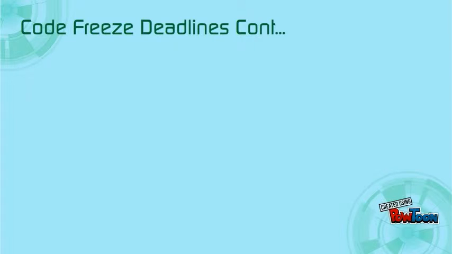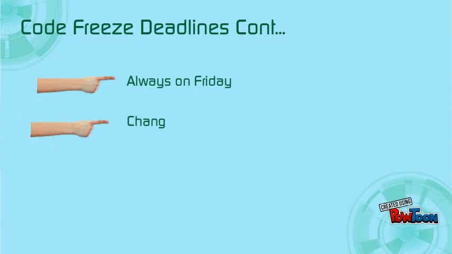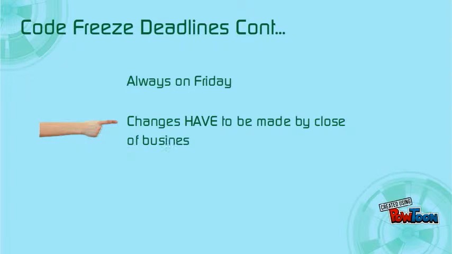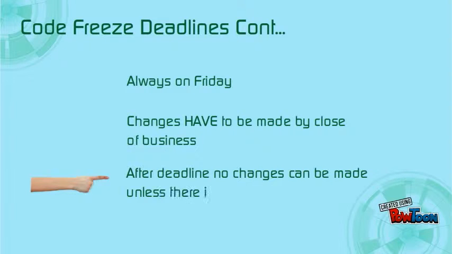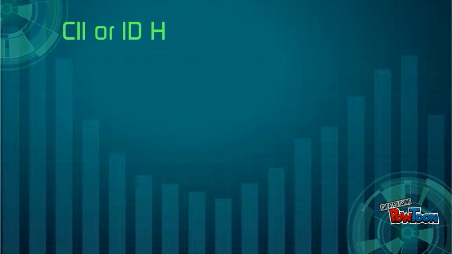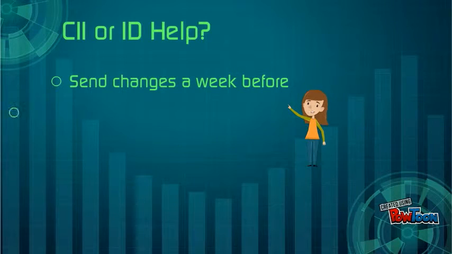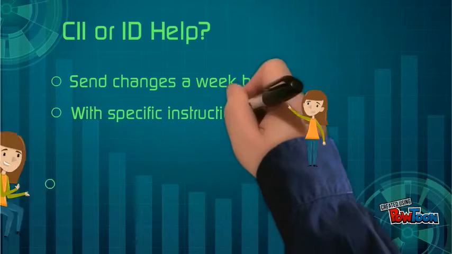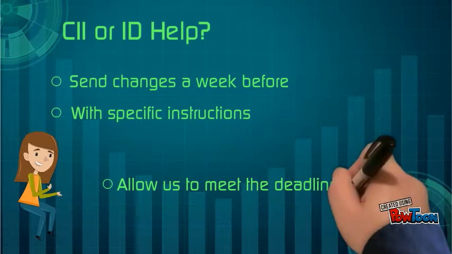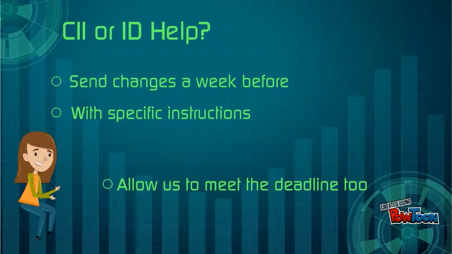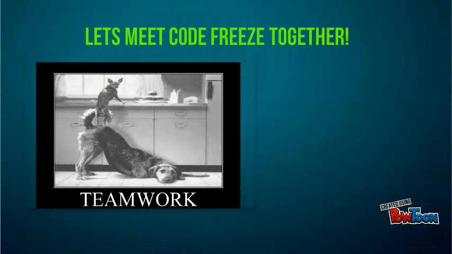Code freeze deadlines are always on a Friday, and changes have to be made before the close of business for that day. After this day, no changes are allowed unless you officially ask for an extension. If you need your instructional designer or the CII to help make the changes, those need to be turned in to us with specific instructions a full week before the code freeze deadline to allow us time to make the changes.